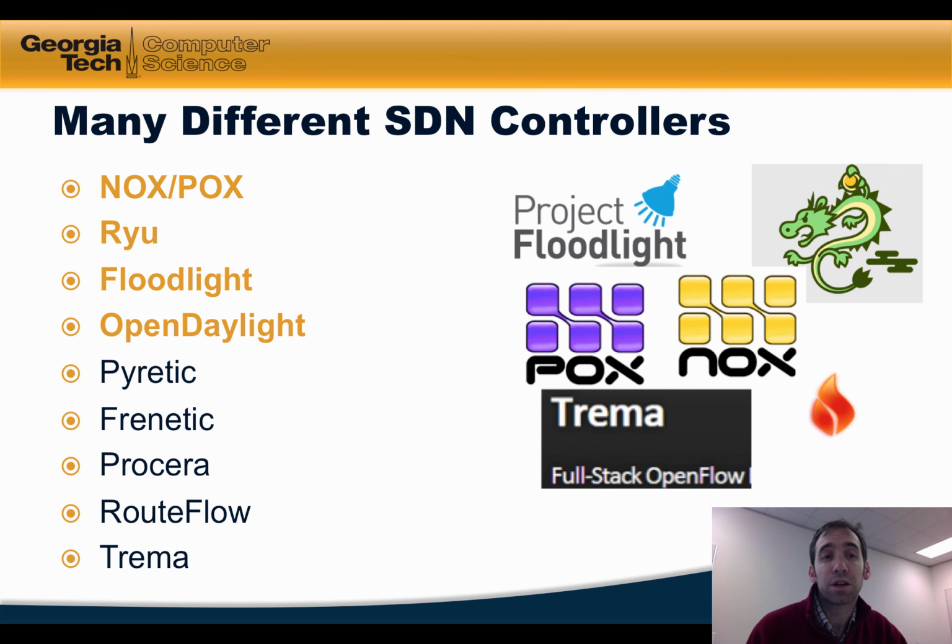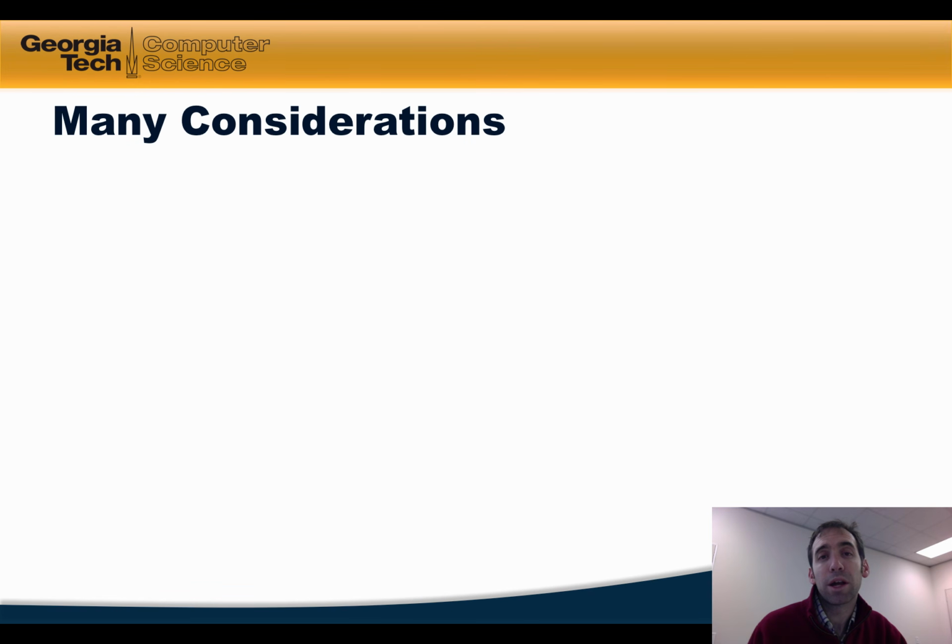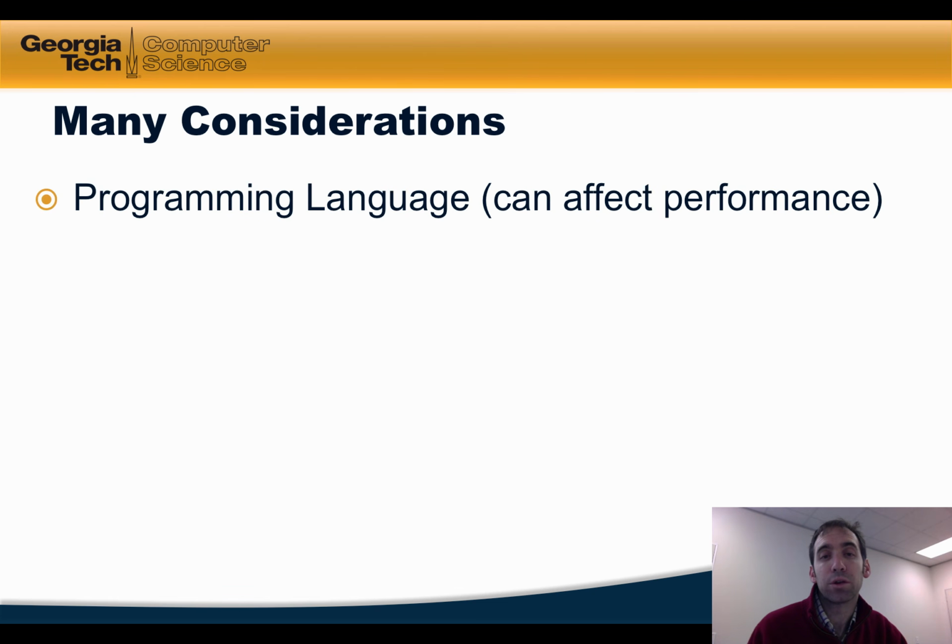There are many different SDN controllers, and we'll talk about the first four in this list in this lesson today. Later in the course, we'll also explore some of the other controllers listed here, including Pyretic and Frenetic. There are many considerations when figuring out which controller to use. One is the choice of programming language, which can sometimes but not always affect the performance of the controller itself. There's also how long it takes to figure out how to use the controller. If you're trying to do something quick and dirty for prototyping, then you might want to use a controller with a much easier learning curve.